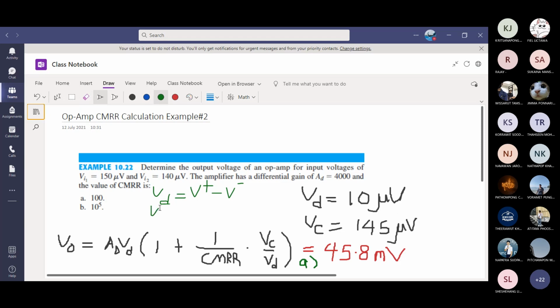What about the common mode voltage? V plus add V minus and divided by 2. So 150 plus 140 microvolts, it is 290 divided by 2. What do you get? 145 microvolts. That is Vc.